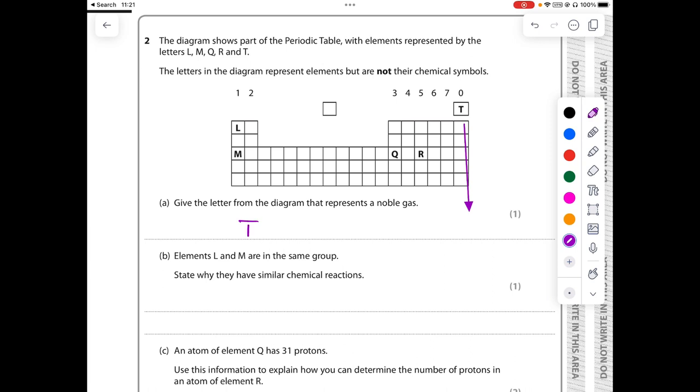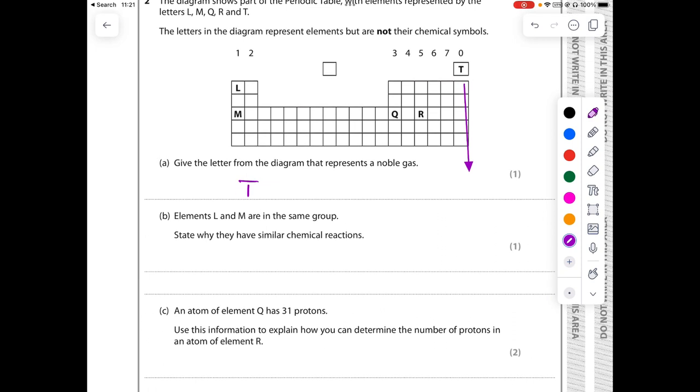Elements L and M are in the same group. State why they have a similar chemical reaction. Because when they are in the same group, they will be having the same number of outermost electrons. They have the same number of outermost electrons.